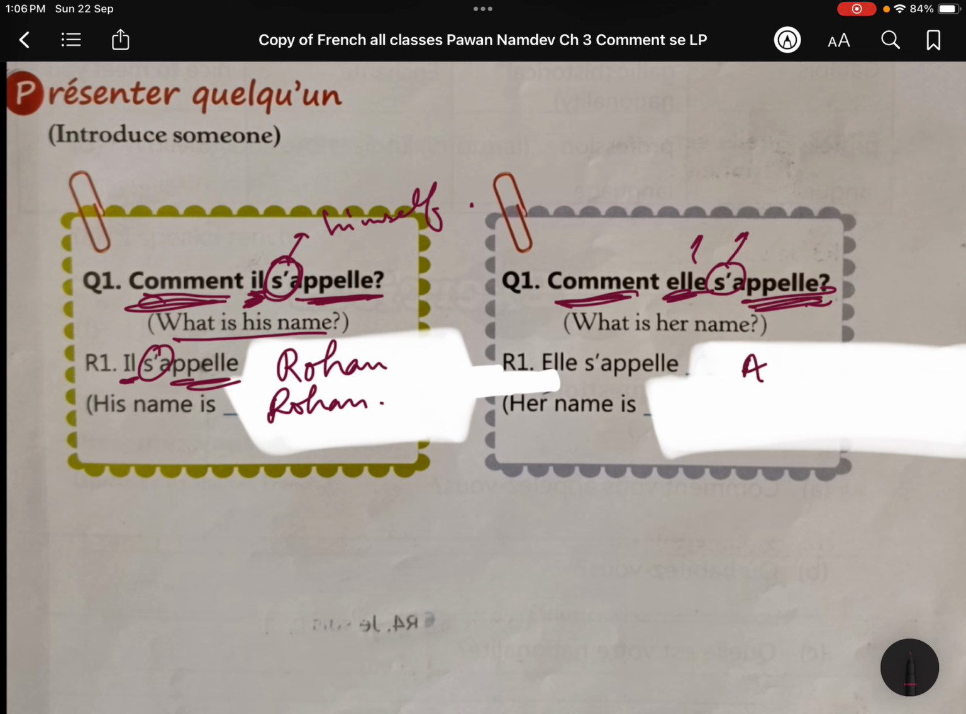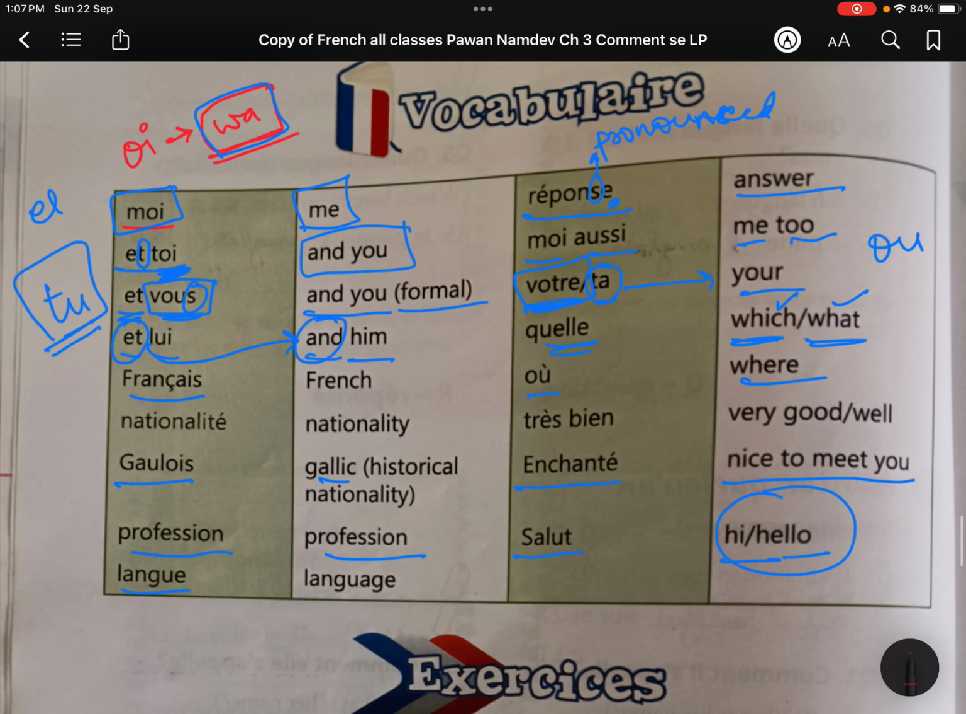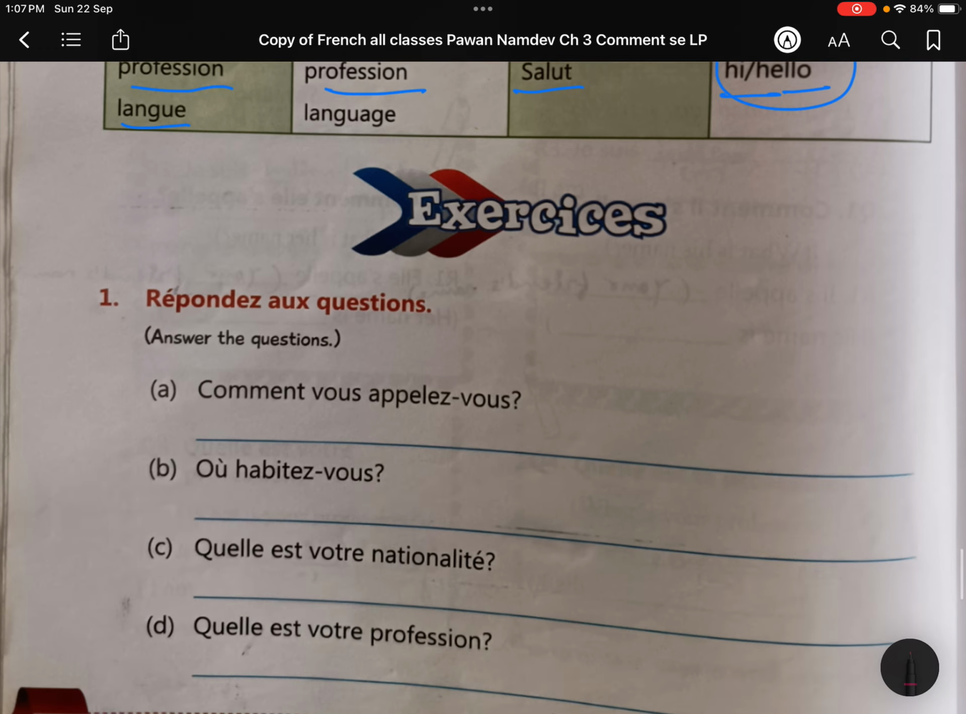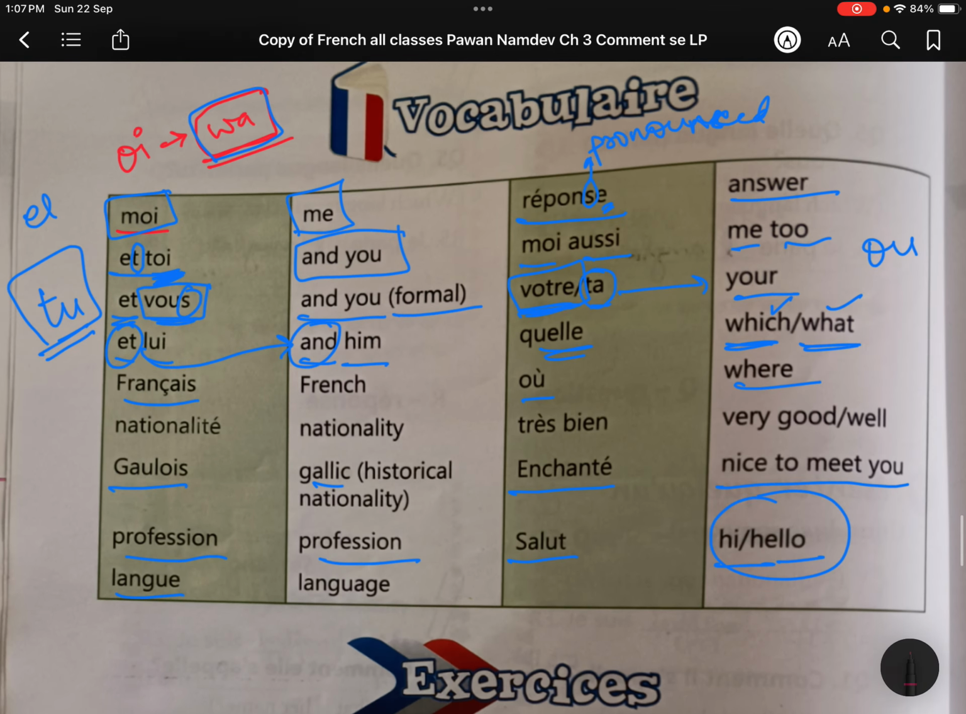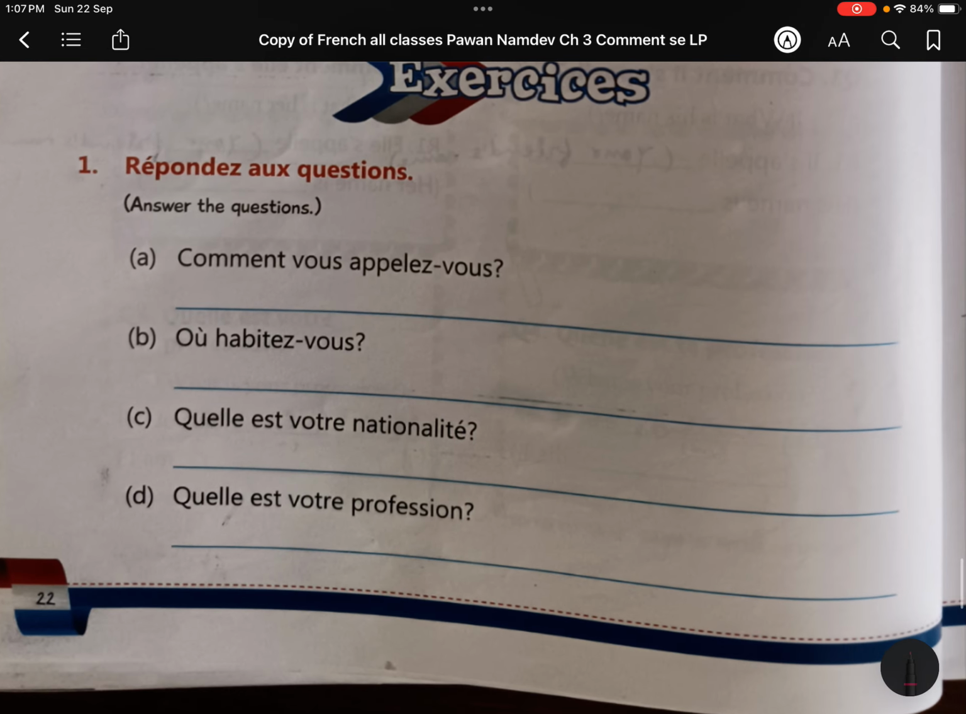You can write Avantika, a heroine in the Bahubali movie. Her name is Avantika. Any name you can just write. All right, the vocabulary we have just done. You may take a screenshot of this page. Now we are having the exercises.